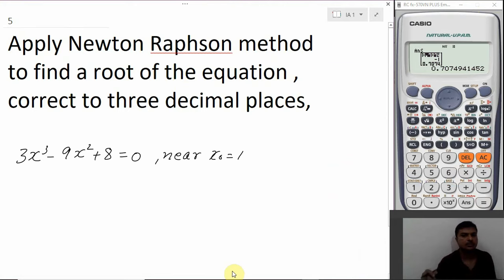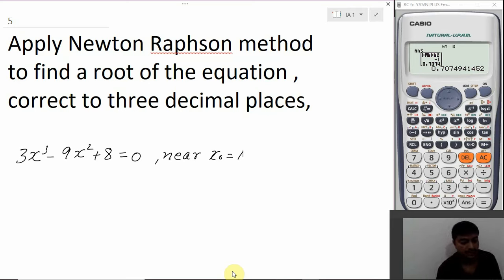Apply Newton Raphson's method to find the root of the equation. So see that you are ready with the formulas, and now we are going to substitute the values. So you can see 3x cube minus 9x square plus 8 is equal to 0 is given. Nearly it is the value x naught is equal to 1. So please remember, x naught is already given, no need of solving this again.